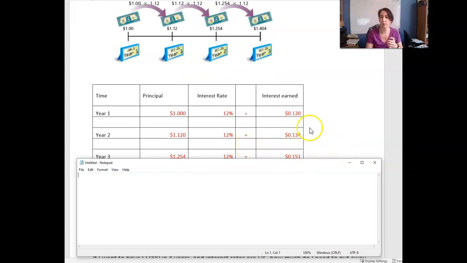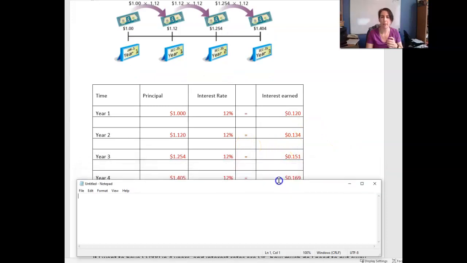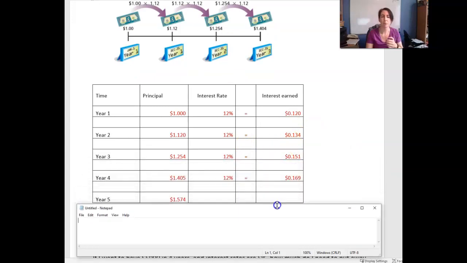Okay, I should probably minimize that. Okay, so what I've done is I've done this through 5 years. So you've got $1.12 plus the 13.4 cents, or 0.134. And now you're at, if you add that together, $1.254. Times another 12%, now you're earning 15 cents. So we add that to the 1.254.